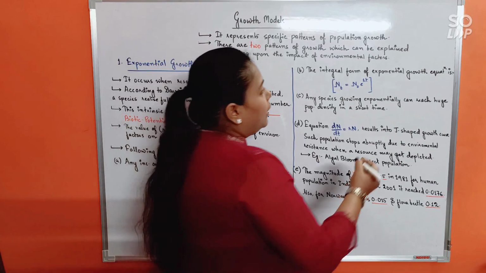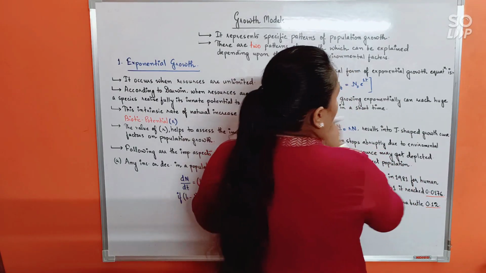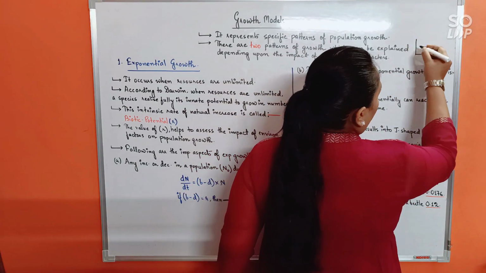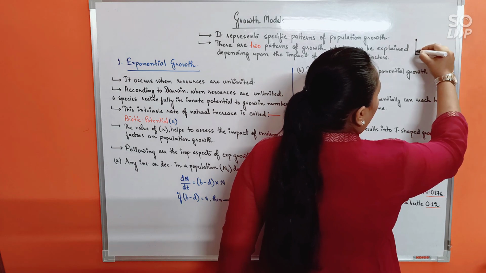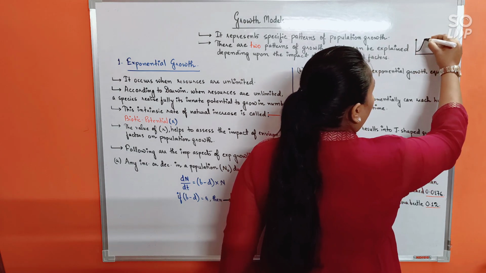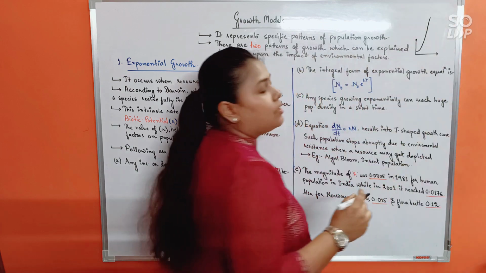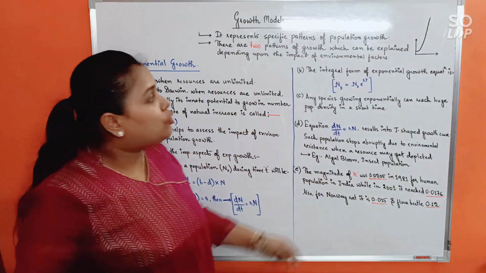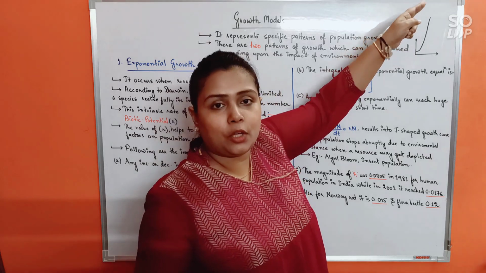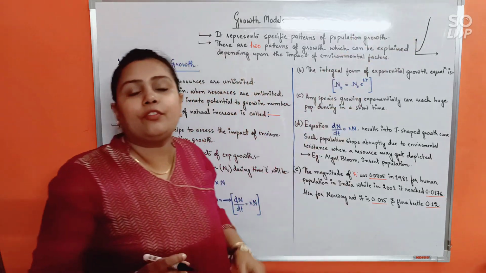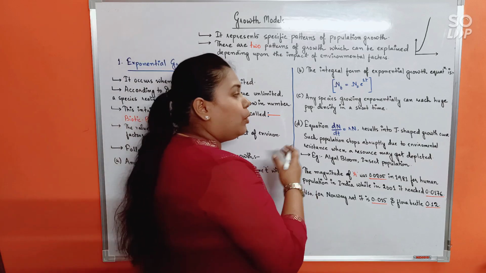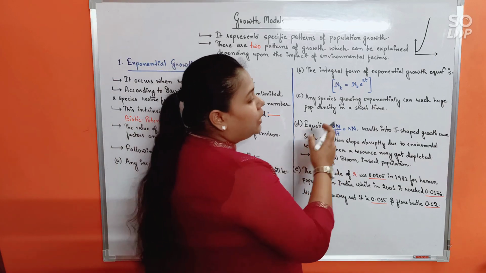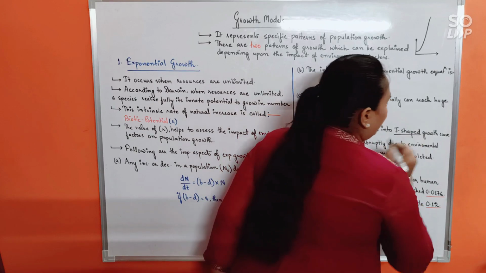Suppose this is the graph. The growth would start somewhere from here and it will keep on going straight up like this. It would never come to a halt. Because the resources are unlimited, it keeps moving upward, so of course the growth curve becomes J-shaped, isn't it? So for the exponential growth model, the growth curve is going to be J-shaped.